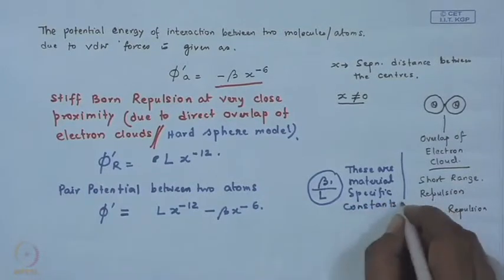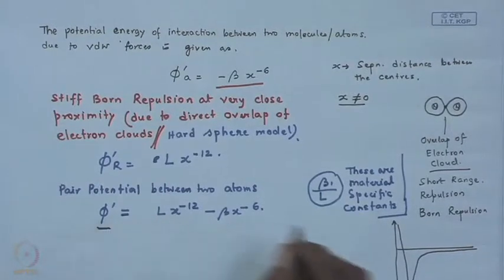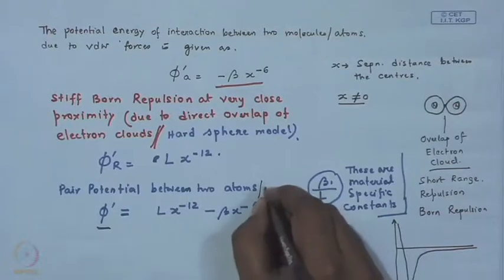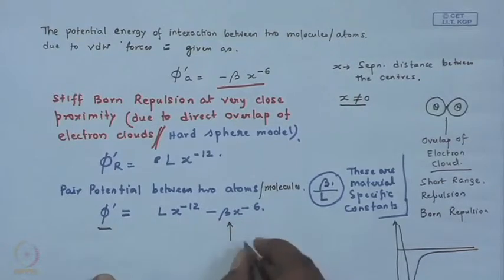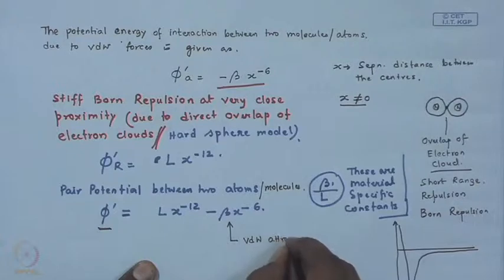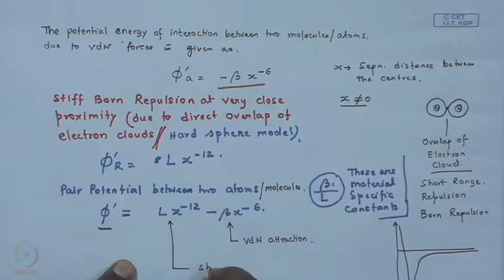However, the generic nature of interaction remains unaltered irrespective of the exact system. That is important. So, let me just again repeat. This is the pairwise potential energy of interaction between two atoms or molecules, and this refers to the van der Waals attraction, and this refers to the short range bond repulsion.